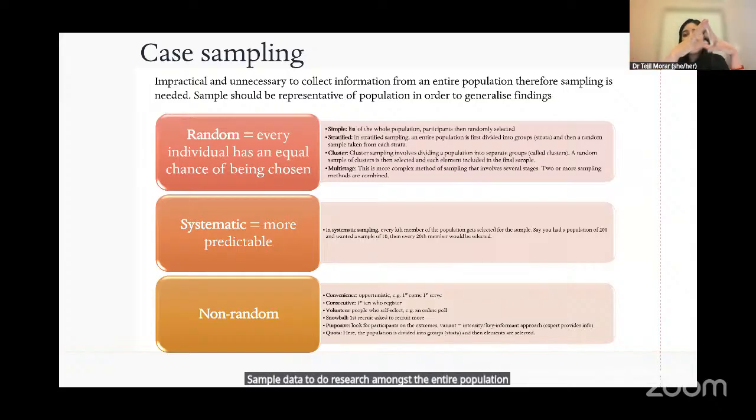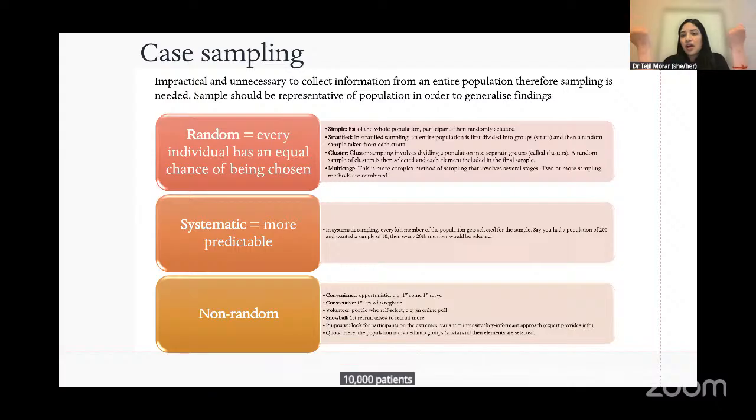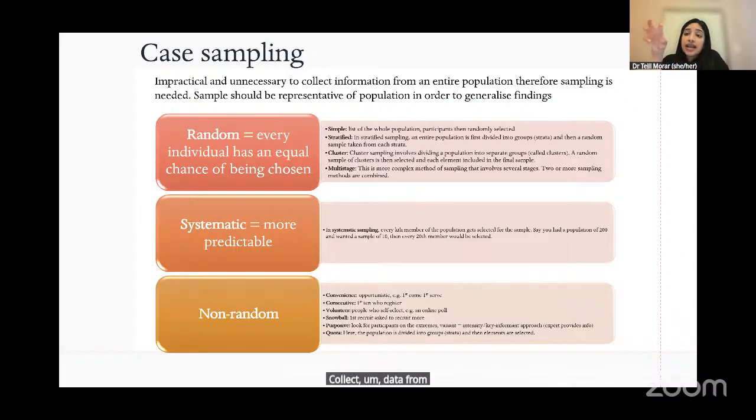So if you've got a clinic, for example, with 10,000 patients registered at the clinic, it's really difficult to collect data on 10,000 people. You don't have time, you don't have the resources. So the idea of sampling is that we would collect data from a select few patients that can then be applied to the whole population.